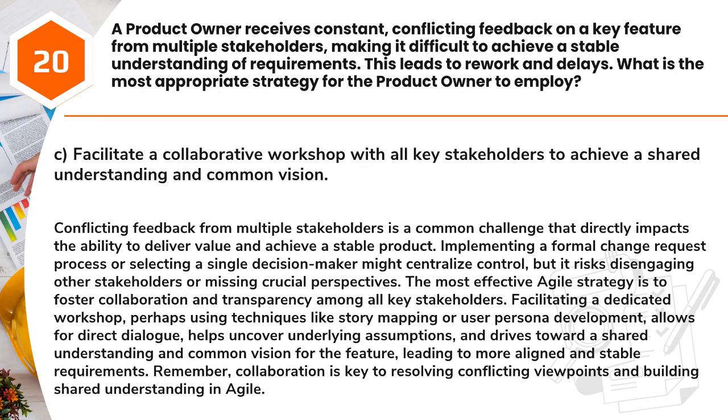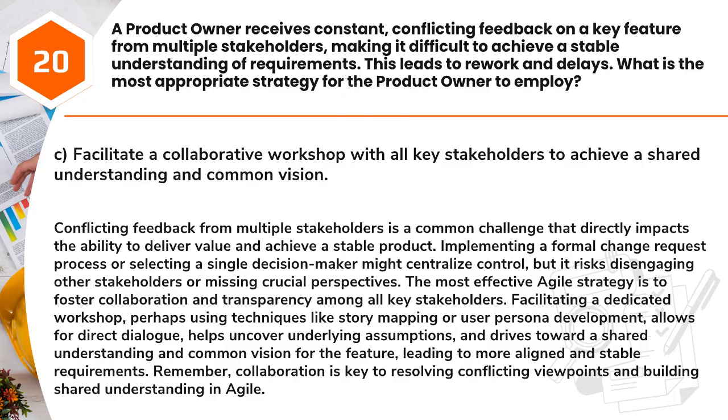Answer: C. Facilitate a collaborative workshop with all key stakeholders to achieve a shared understanding and common vision. Conflicting feedback from multiple stakeholders is a common challenge that directly impacts the ability to deliver value and achieve a stable product. Implementing a formal change request process or selecting a single decision maker might centralize control, but it risks disengaging other stakeholders or missing crucial perspectives.